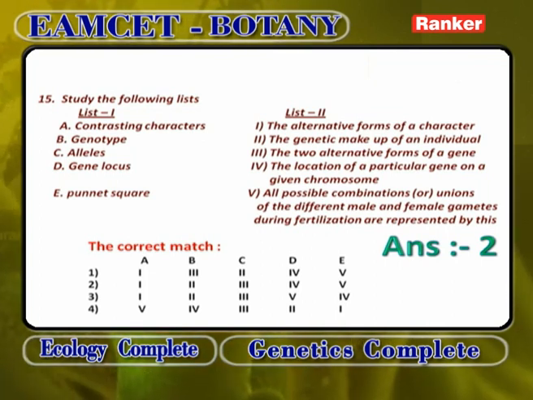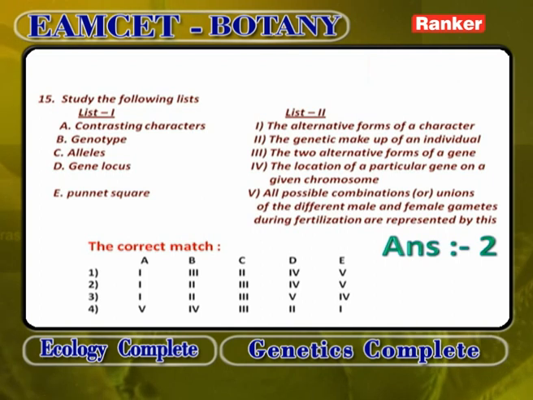1 is contrasting characters. The alternative forms of a character is contrasting character. B is 3. What is genotype? The two alternative forms of a gene is genotype. C 2. So B is 2. Genotype. The genetic makeup of an individual is called genotype. Alleles. The two alternative forms of genes are called alleles. Gene locus. The location of a particular gene on a given chromosome is correct. Punnett square. All possible combinations or unions of the different male and female gametes during fertilization are represented by this.